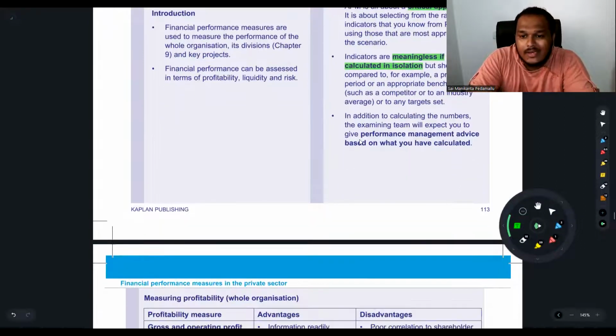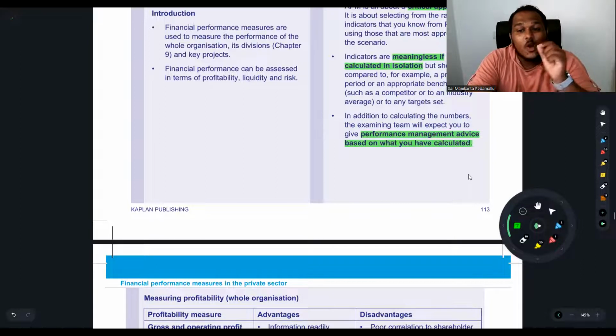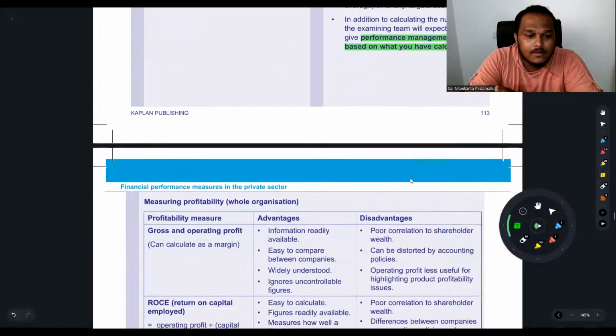Right? Chalo. Next one. Performance management advice should be based on what you have calculated. I would actually correct that statement: what you have calculated and interpreted, analyzed, whatever you want to call it.